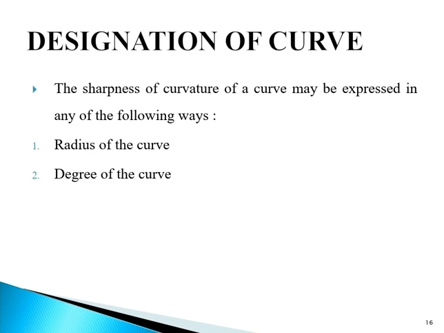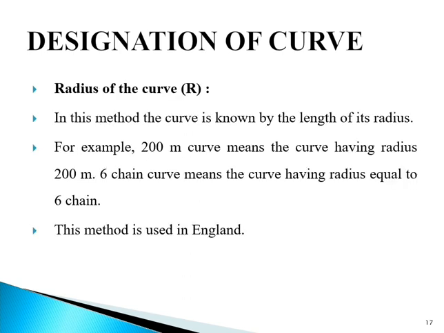Let us understand it. The first one is radius of the curve, capital R. In this method, the curve is known by the length of its radius. For example, a 200 meter curve means the curve having a radius of 200 meters.